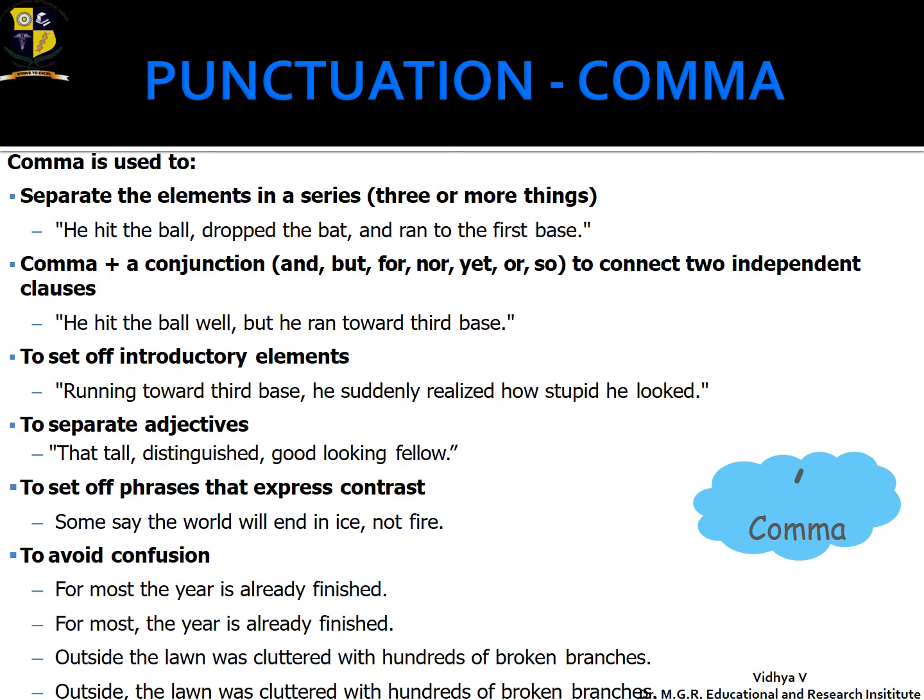Next, most of the time you use a comma to avoid confusion. The first sentence doesn't have a comma: for most the year is already finished. It doesn't make any sense. For most, the year is already finished. If you give a pause with a comma, you understand. Outside the lawn was cluttered with hundreds of broken branches. Outside the lawn, it doesn't make any sense. Whereas in the next, if you put a comma, outside, the lawn was cluttered with hundreds of broken branches. If you give a pause with a comma, you can understand the sentence more easily.